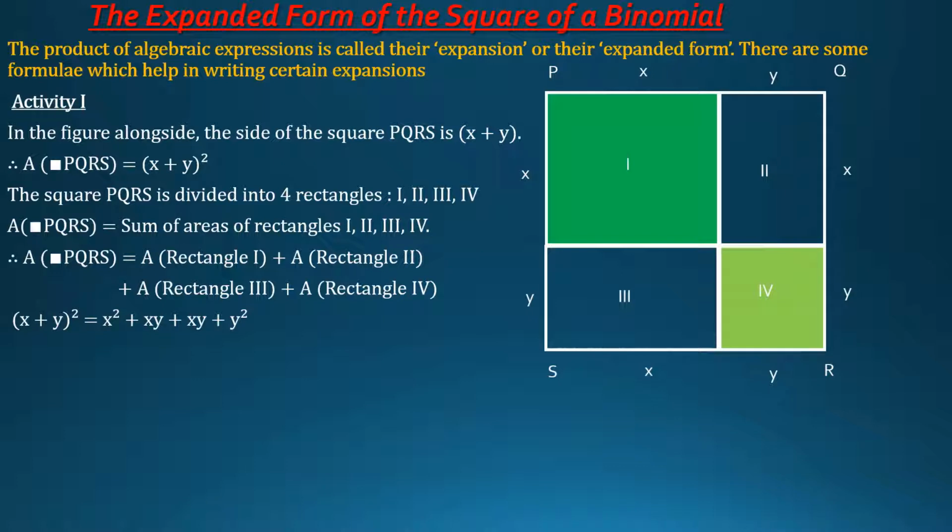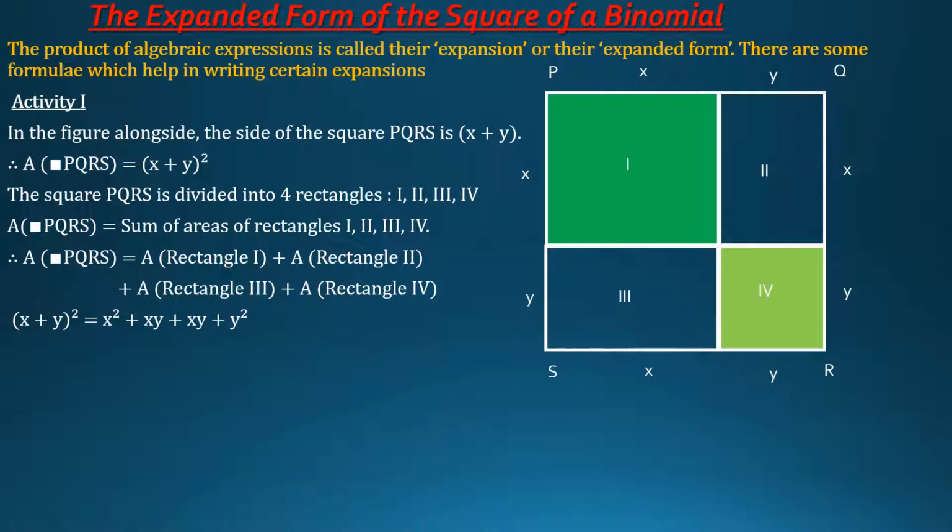Area of rectangle formula is length into breadth, so it will be x into y, which is xy, plus area of third rectangle. Third rectangle has again the breadth y and x as its length, so area of third rectangle will be length into breadth, which will be xy. Area of fourth rectangle. Now fourth is a square whose side is y, so area of fourth square will be y square.